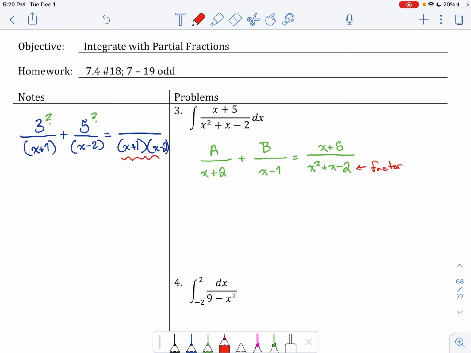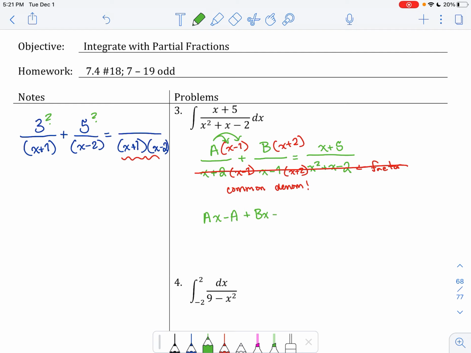Now all you're going to do is use a common denominator. In this case, I'm going to multiply by x minus 1, by x plus 2, and what's going to happen with the nice common denominator is that those all cancel out, and I'm left with this big equation of ax minus a, I'm doing a little distribution, plus bx plus 2b is equal to x plus 5.